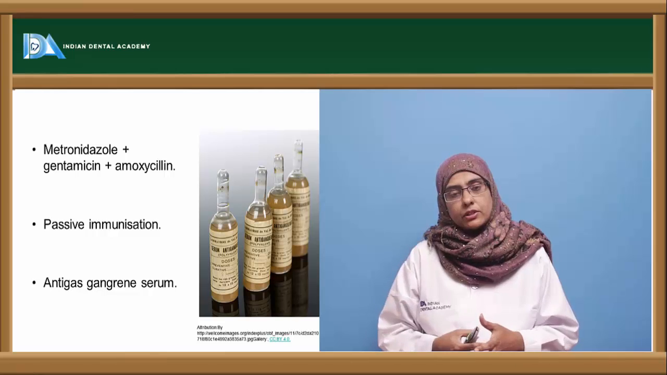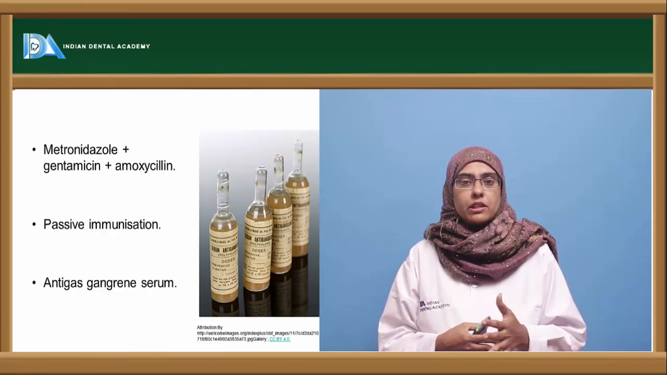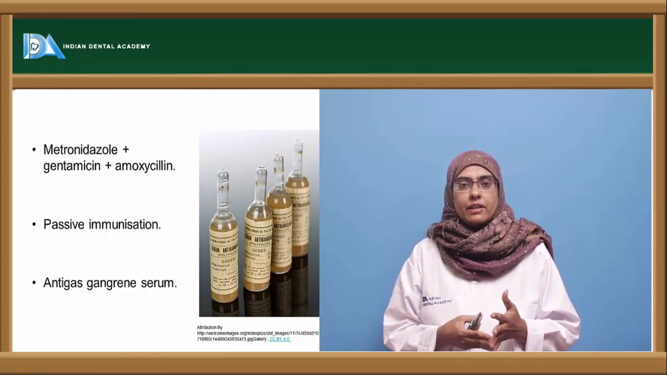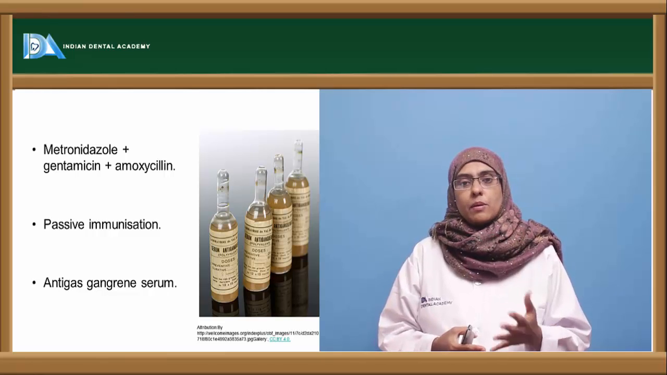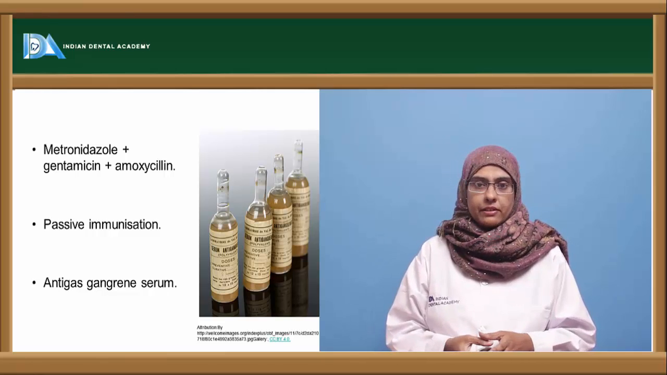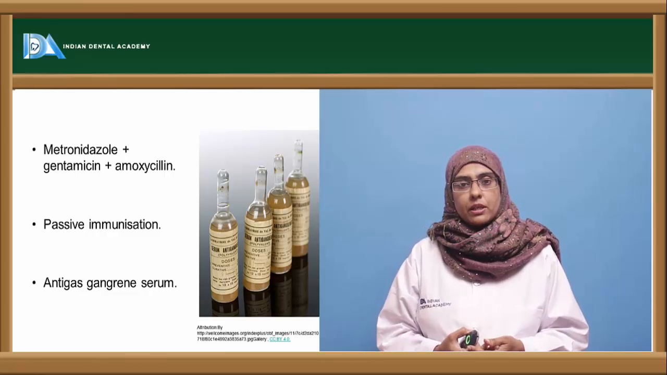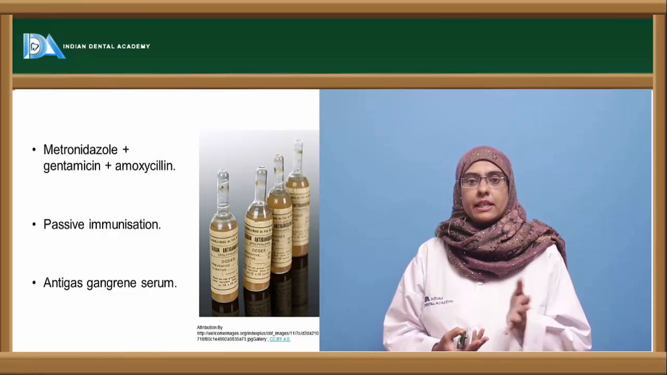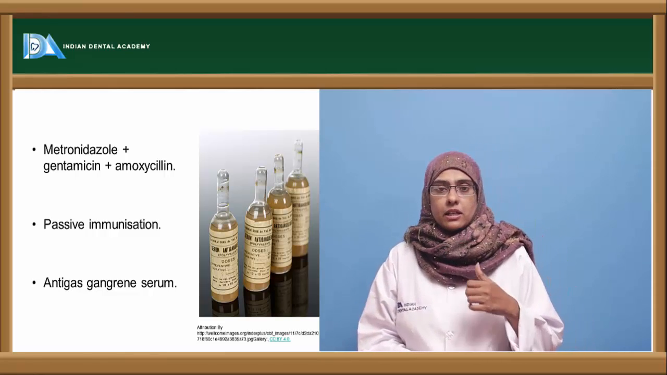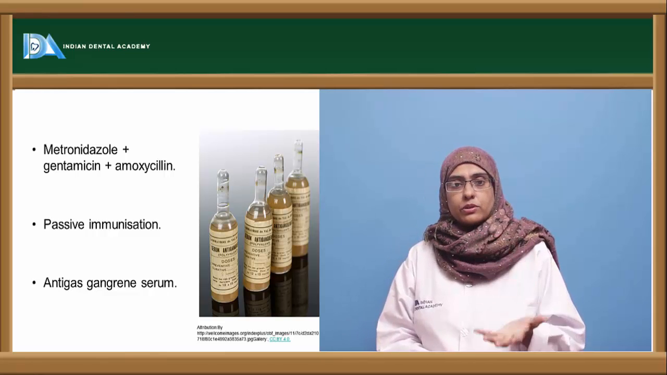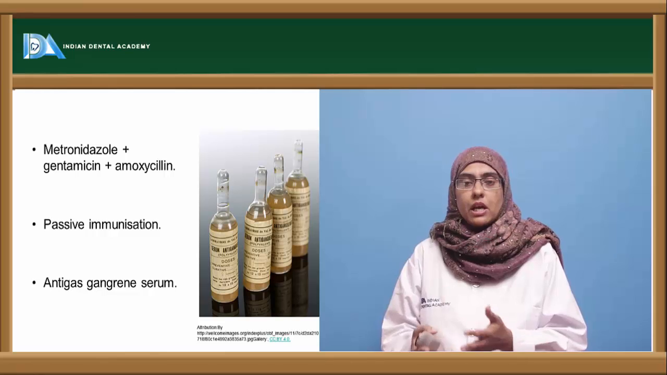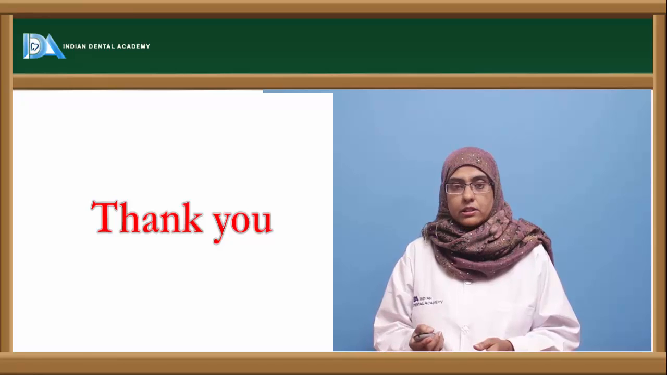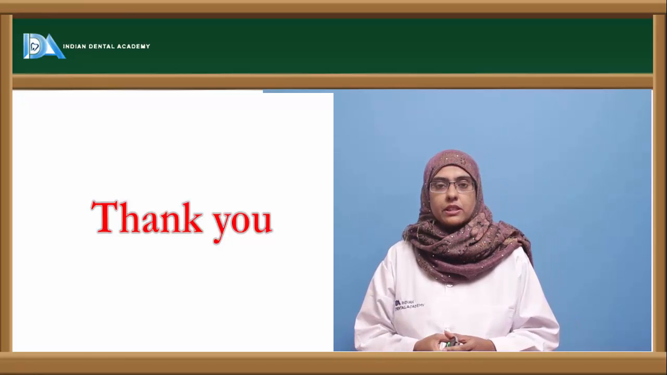And the antibiotics are usually given in combination, where we use metronidazole. Next we can go with gentamicin and amoxicillin. So all these three are given as broad spectrum antibiotics to prevent the spread of the infection and eliminate the infection. Apart from that, you can go with passive immunization, that is the anti-gas gangrene serum, which can be used in cases where the person is not able to produce antibodies in response to this particular infection. So directly you can go for passive immunization. And this is all about Clostridium perfringens that is involved in gas gangrene.